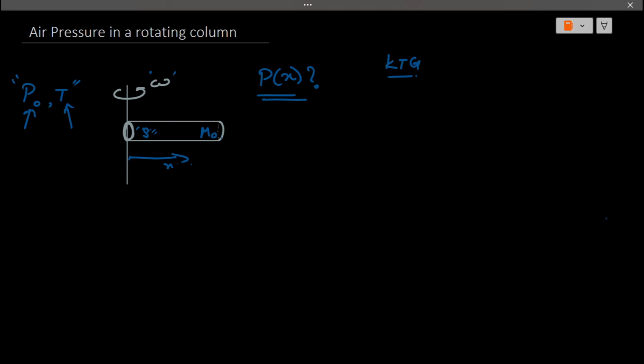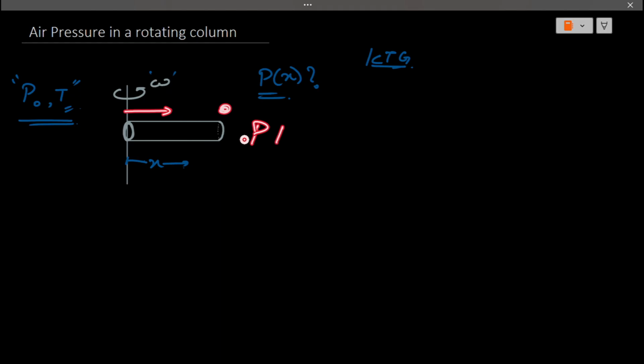Also, we are provided with the density of the gas as rho and the mass of the gas as m naught. Qualitatively, we are aware of one thing: as we progress further from the beginning towards the end, the pressure is going to increase, since we have a greater distance from the center, and the centripetal acceleration will contribute to the increased pressure. So pressure has to be proportional to some power of x, right?